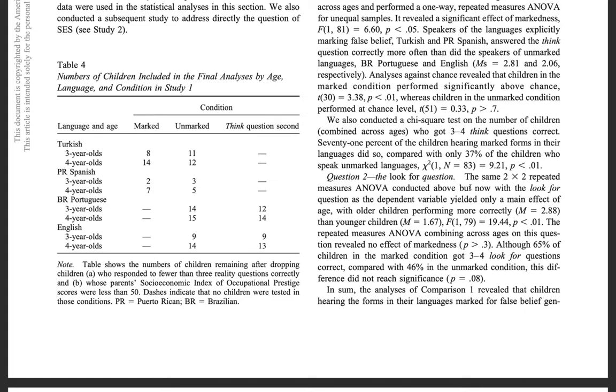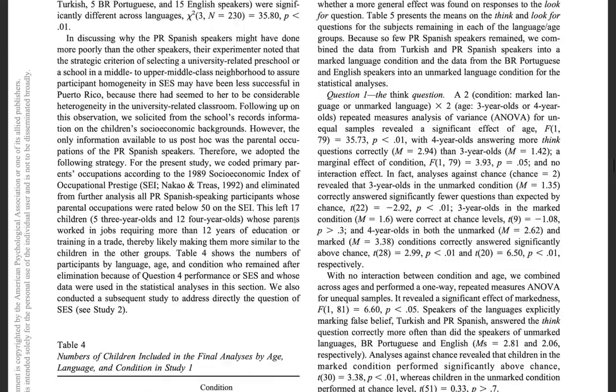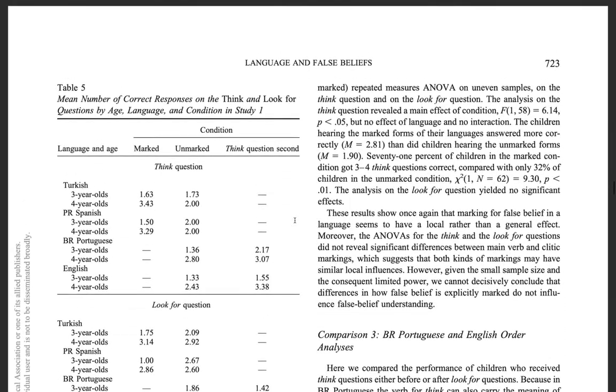So this is comparing those who heard a marked form to just the children who speak unmarked languages. So the children who heard a marked verb did better than the combination of all children on their scores who hear no markings at all in their languages. So I want to go back to this graph here, and I want to show you what they did.